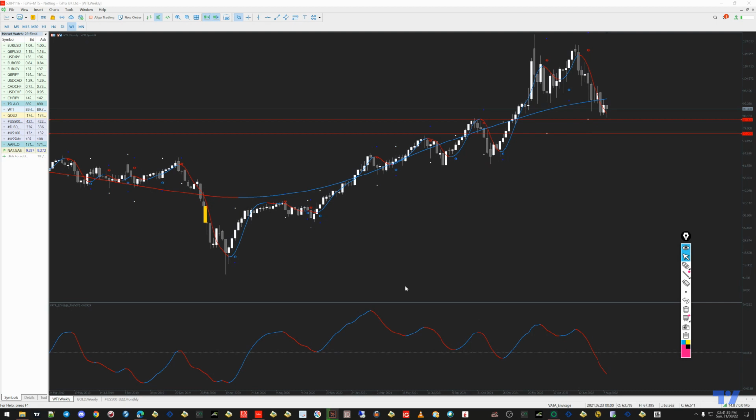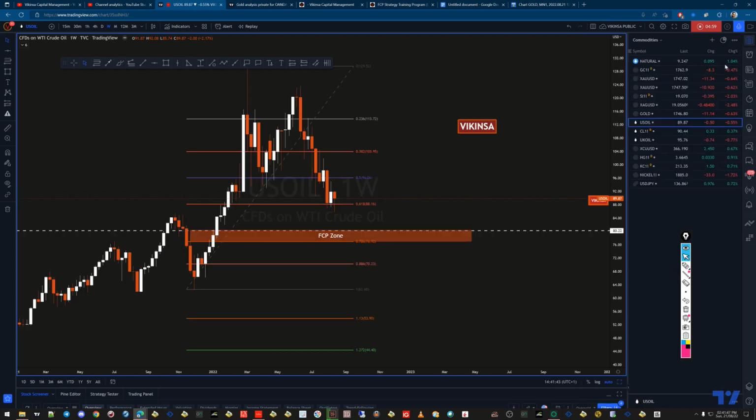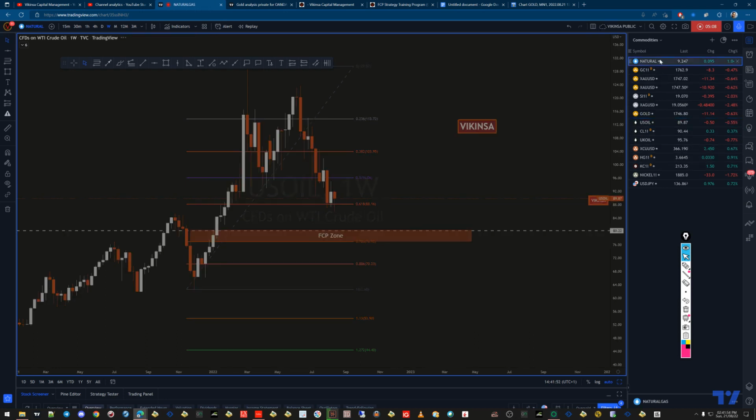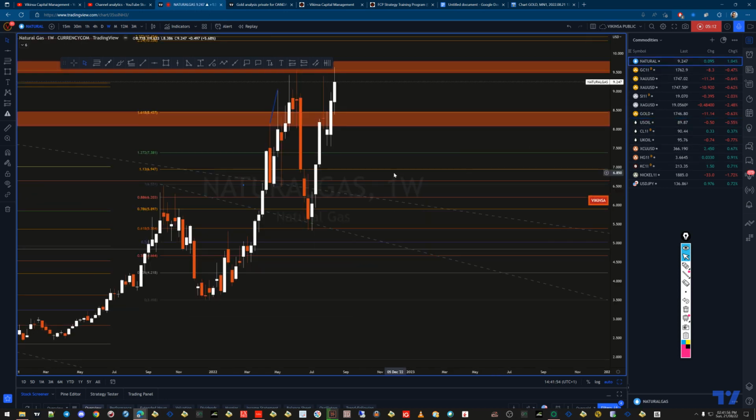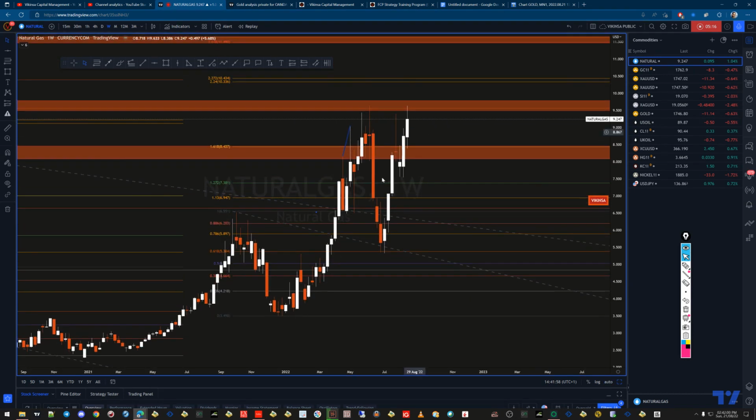Okay, so this is what we have on US oil. Let's go and look at natural gas. Now, on natural gas, we have been analyzing it in our FCP room, and we have been looking at a few zones. So there are two zones that we were looking at. One was this here around 8.5, and the next one was approximately 9.5.